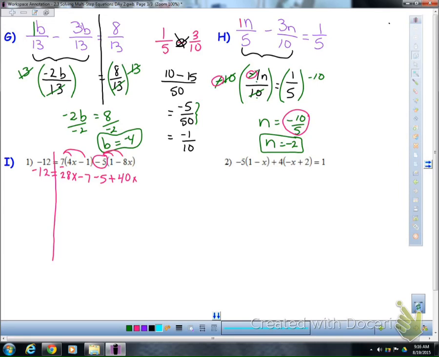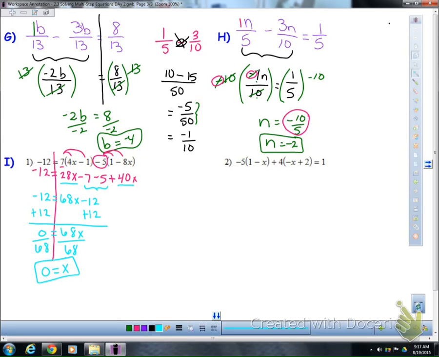Now, we have like terms to combine. We actually have 2 pairs of like terms. We have our 28x and we have our 40x. So the negative 12 is still there. 28x plus 48x is 68x. And then we also have these two guys here in the middle. Negative 7 minus 5 is negative 12. Now I can go about solving it like normal. Add 12 to both sides. Negative 12 plus 12 is 0 equals 68x. Divide by 68. 0 divided by anything is 0 equals x. Do not be startled because you got a 0 for an answer. It's a perfectly acceptable answer.